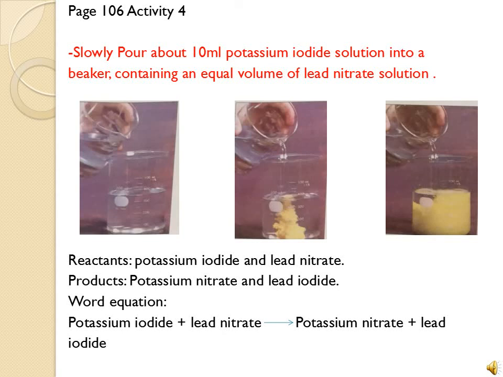So if I want to write the word equation here, I say that potassium iodide plus lead nitrate arrow gives potassium nitrate plus lead iodide.